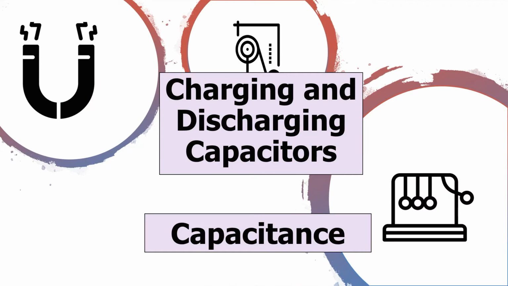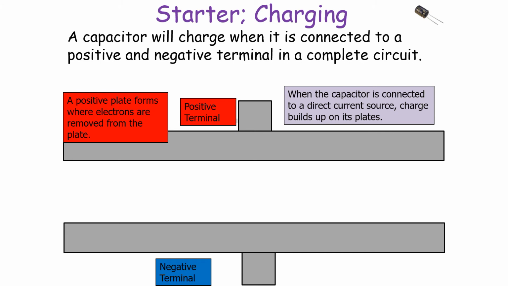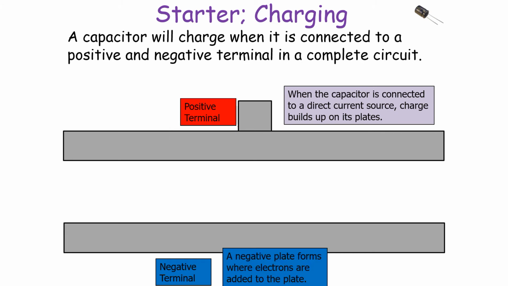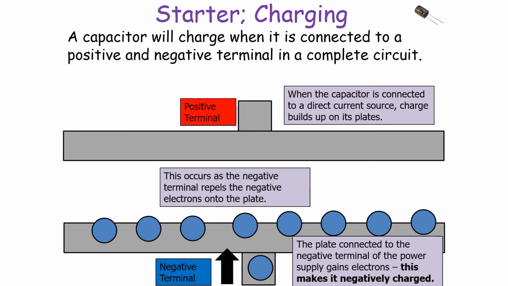Now let's consider charging and discharging capacitors. So a capacitor will charge when it's connected to a positive and negative terminal in a complete circuit, so a battery or a power pack. So a positive plate forms where electrons are removed from the plate, and a negative plate forms where electrons are added to the plate. Now, when the plate connected to the negative terminal gains electrons, it makes it negatively charged.